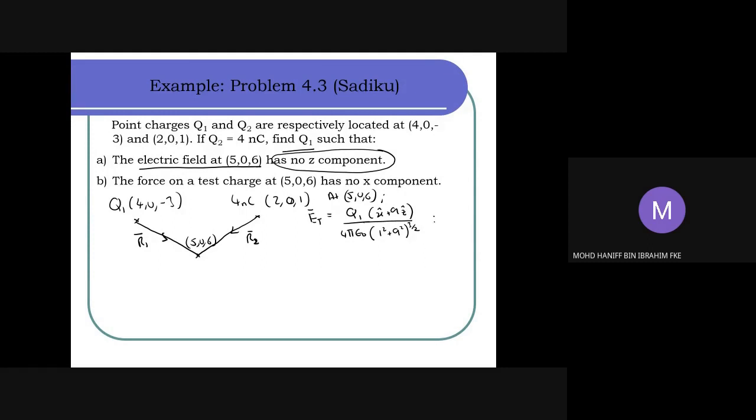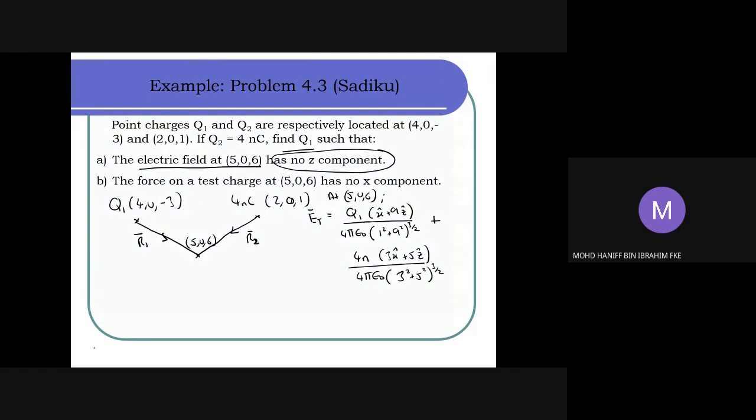Similarly, the contribution from the 4 nanocoulomb charge to the same point will be 4 nano divided by 4 pi epsilon naught. And the vector R2 you can have as 5 minus 2, which is 3 in X, no contribution for Y, and for Z it will be 5 Z. That is the vector R2. And for the magnitude, it should be 3 squared plus 5 squared, to the power of 3 over 2.